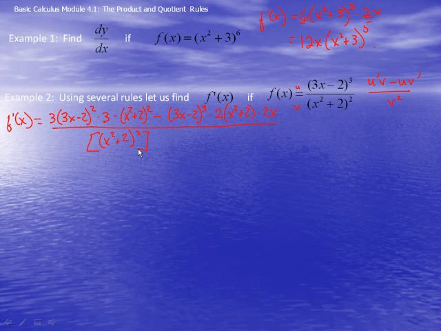Okay, so my second step would be, let's put our 3's together, so that would be 9 times 3x minus 2 quantity squared times x squared plus 2 quantity squared minus 4x.